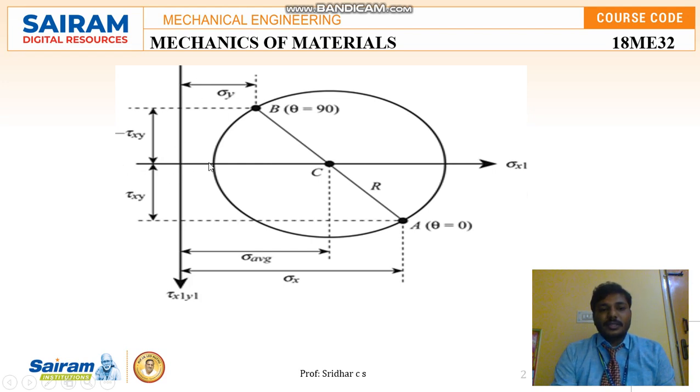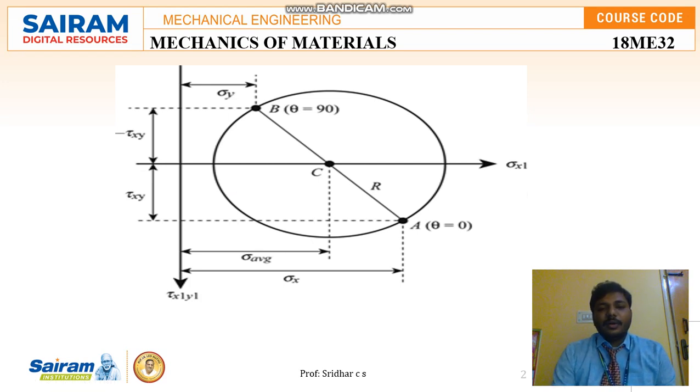You can see the shear stress axis here. The portion below the axis, towards the downwards, we consider as positive, and above the axis, above this center line, we consider as negative, that is, rotating anti-clockwise.